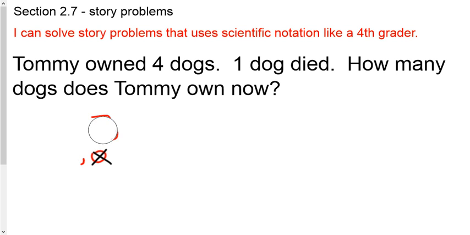Then they started relating it to the idea of, you know what? How many dogs did you have at the beginning? 4 dogs. Well, this other dog, is it going to be taken away or is it being added to the original? Well, in this case, it's being taken away, or subtraction. So 4 minus 1 is 3. So Tommy has 3 dogs now.